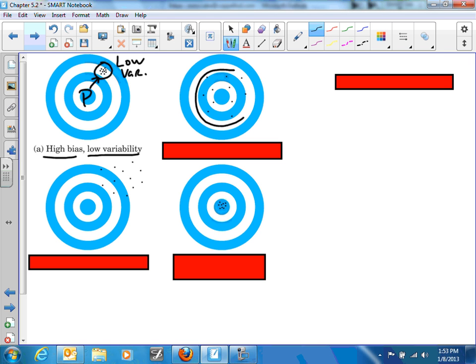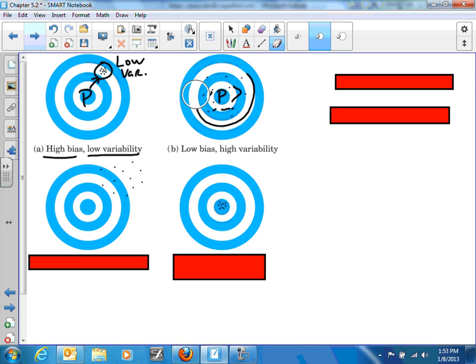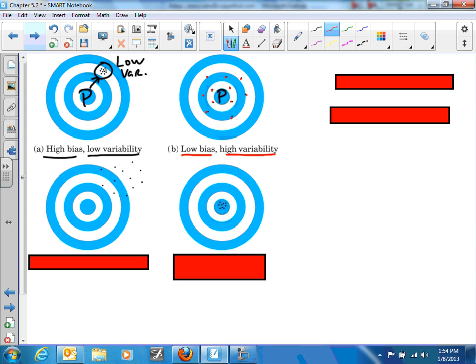Notice that everything is around the center. Because it's even on this side and even on this side, all the way around, that indicates low bias. But because it's so spread out, that means it's high variability. So again, it's spread out evenly around the parameter, that's low bias. But because it's spread out, it's high variability.